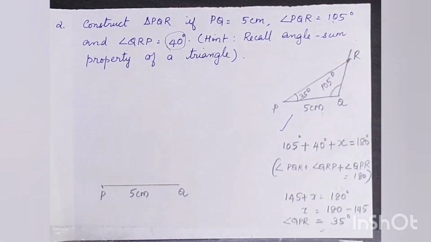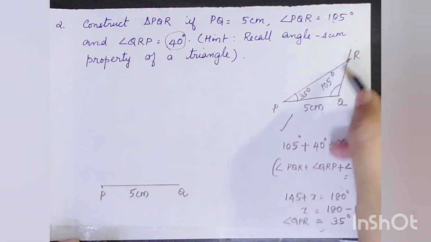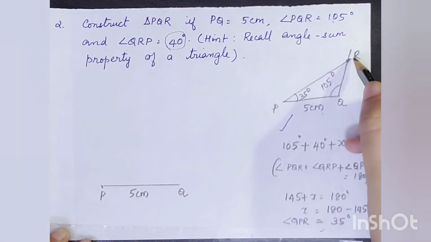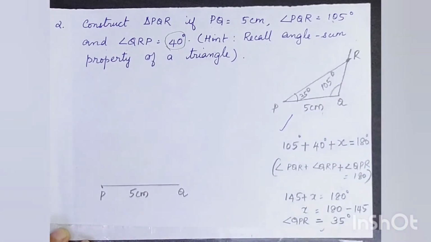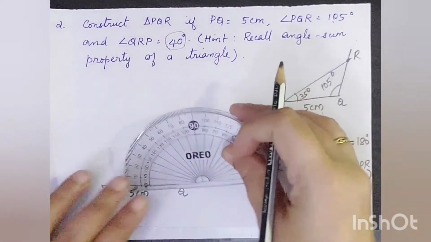Now what should we do? We should draw angle PQR, which they have already given, that is 105 degrees. So how do we construct 105 degrees?